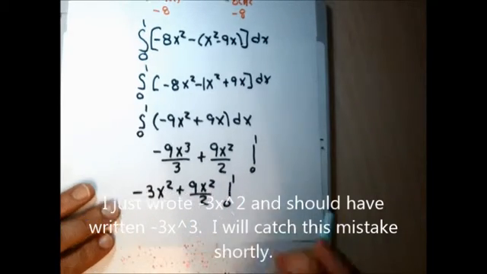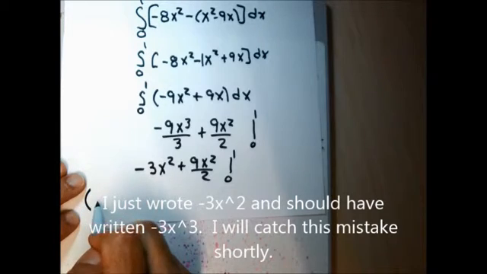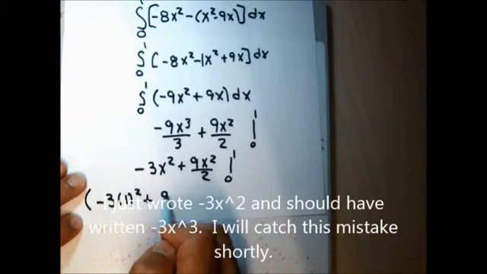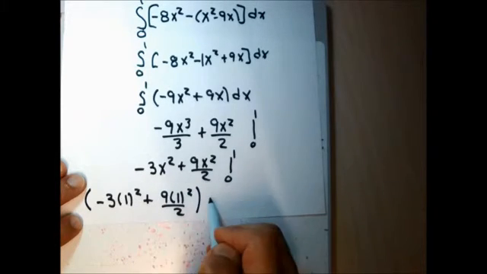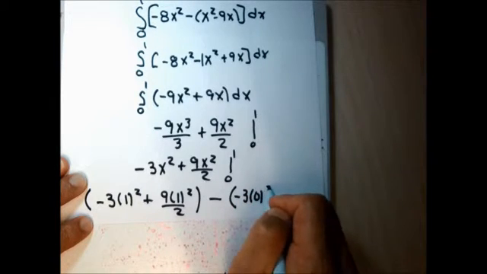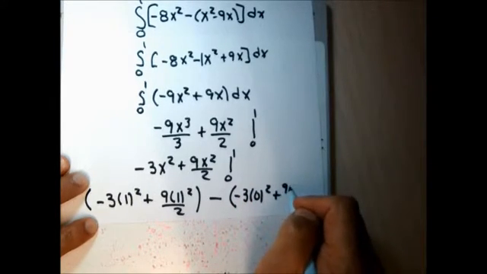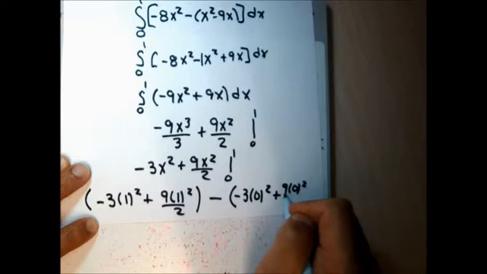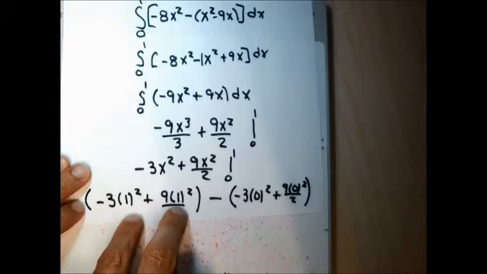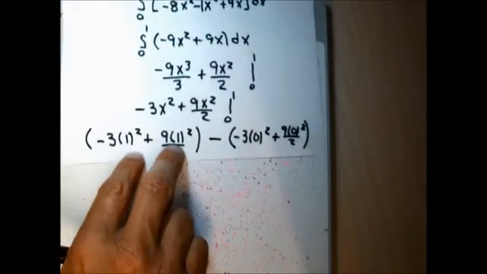So now I'm going to do my evaluations. I'm going to do negative 3 times 1 squared plus 9 times 1 squared over 2, and then minus negative 3 times 0 squared plus 9 times 0 squared over 2. This one's going to be 0 again. This is going to wind up probably being the driving part of my answer.